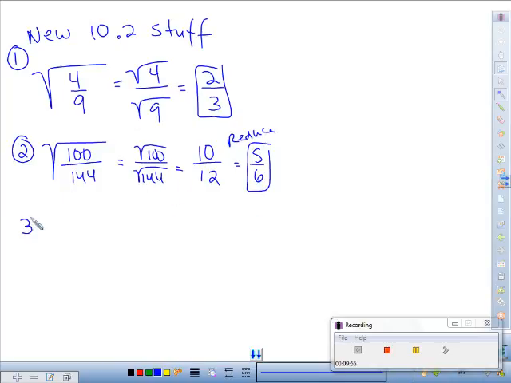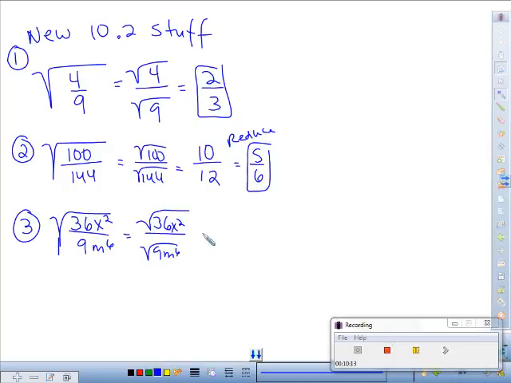So if they give you a problem with a combination of letters and numbers, like 36x squared over, let's say, 9m to the 6th, don't let it be too hard for you. Remember, just rewrite it: 36x squared on top, 9 on the bottom, and just do these two little problems, and all will be well. Notice 36 is a perfect square, 9 is a perfect square, no big deal.